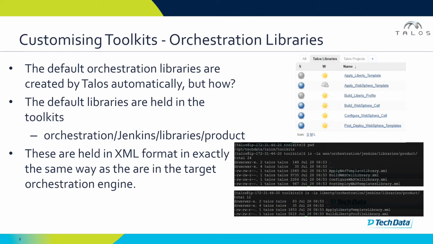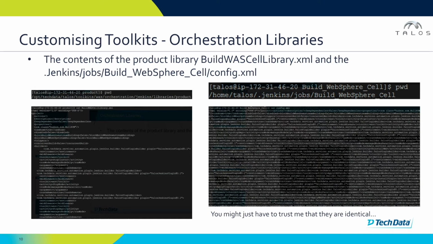They're owned by Talos. They're managed by Talos, and they're held in an XML format in exactly the same way as they are on the target orchestration system. So this is the contents of the build WAS cell library XML. Build WAS cell library XML is Talos's template for building a WAS cell. This is the sequence of steps that are going to be executed.